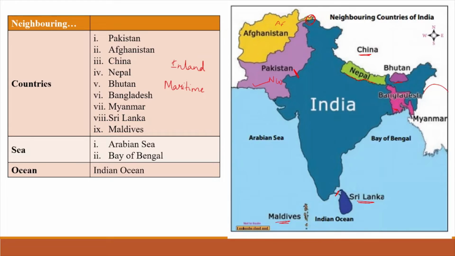Talking about sea, we have the Arabian Sea on the west and the Bay of Bengal on the eastern coast of India. Also, we have the Indian Ocean to the south of India over here. So these are the neighbors, or the neighboring countries, sea and ocean of India.